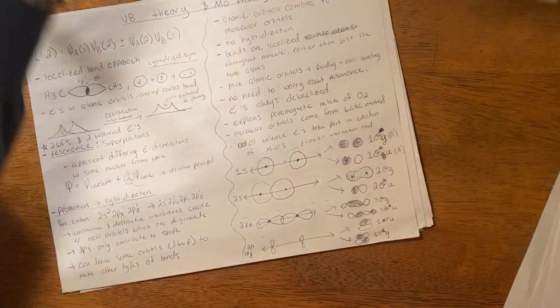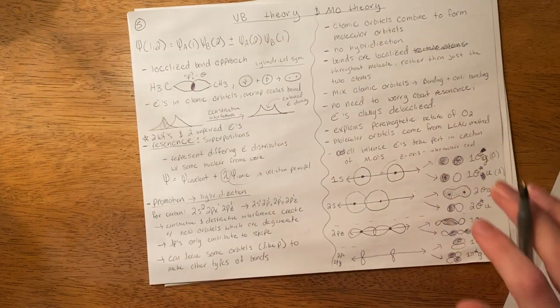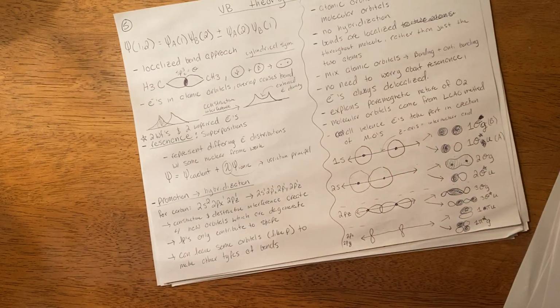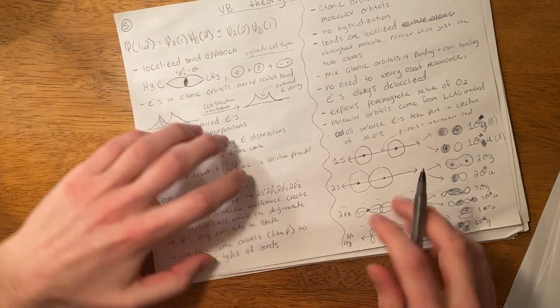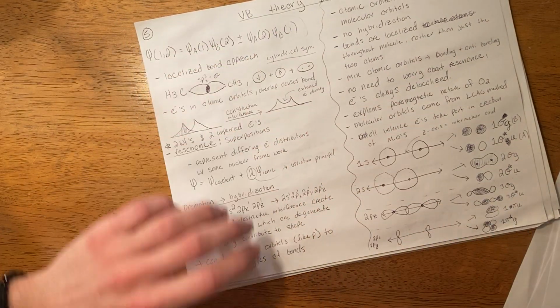So getting into the heart of the topic now, hopefully I haven't spent too much time, we have valence bond theory and molecular orbital theory. So in valence bond theory, we obviously have another linear combination of two atomic orbitals.